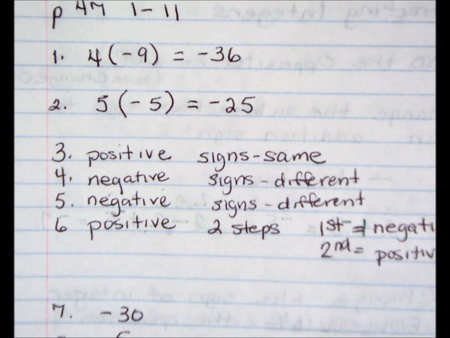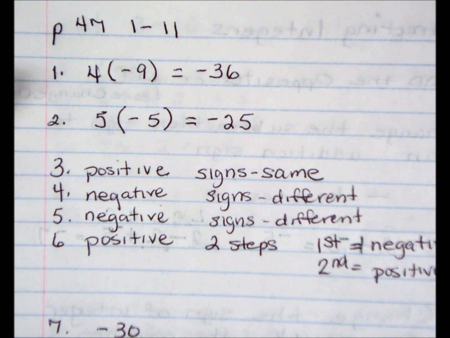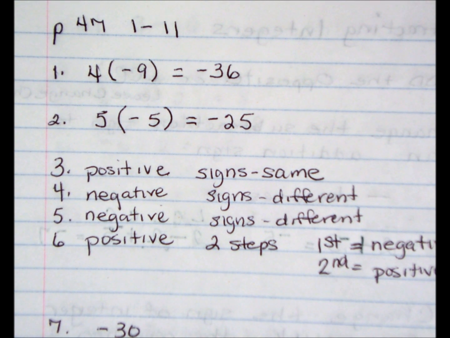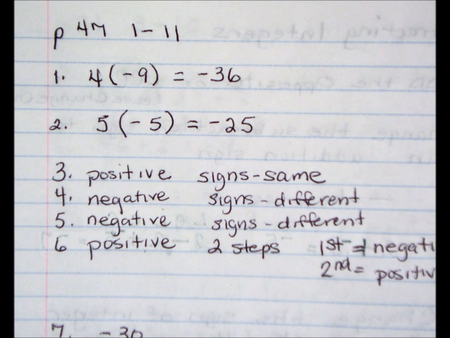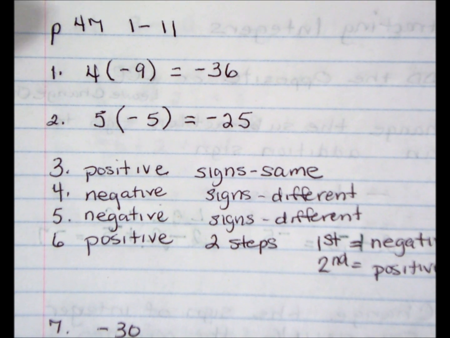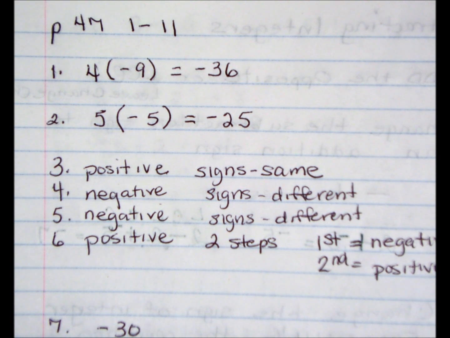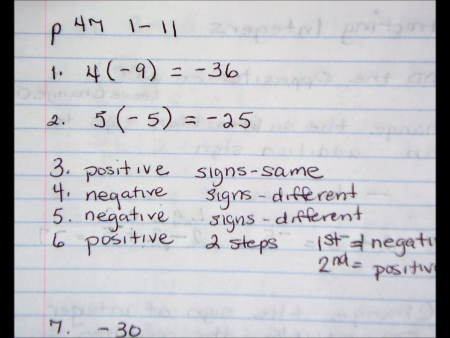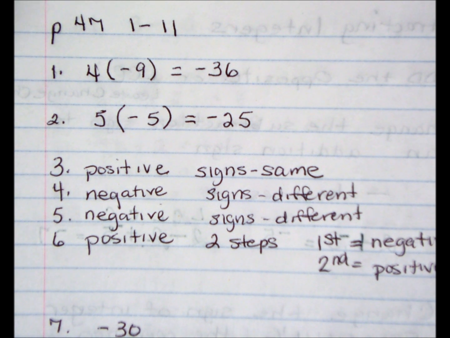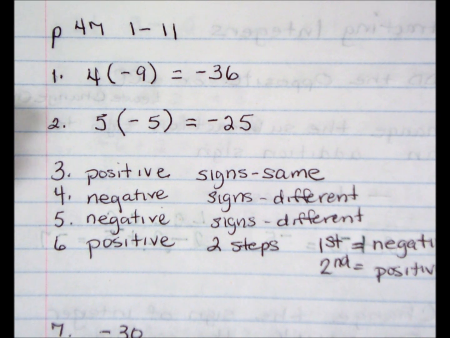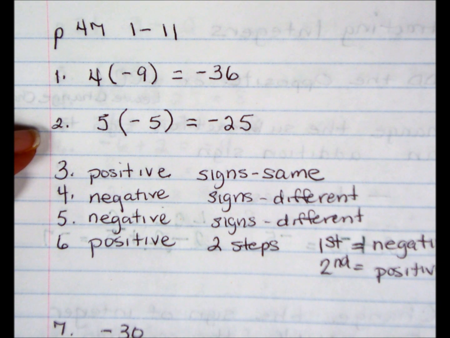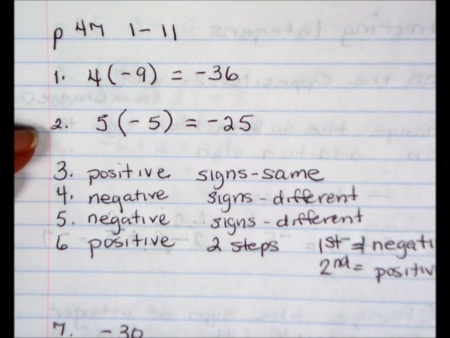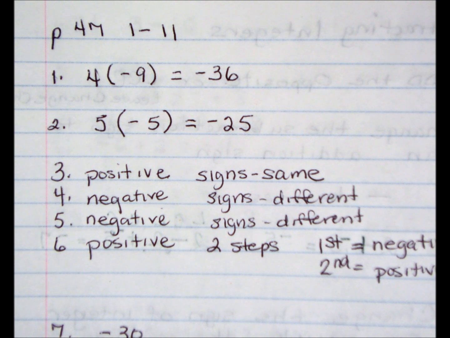Let's check your work. In part 1, section 1, it asks you to write each sum as a product and then find the product. So they had 4 nines, negative 9 plus negative 9 plus negative 9 plus negative 9, which would be 4 times negative 9, and that would equal negative 36 because the signs were different. And number 2 was negative 25 because there were 5 negative 5s, and so you would have multiplied negative 5 times 5. The signs were different, so it was a negative 25.